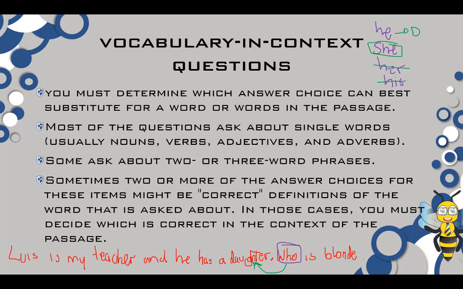If you don't know the answer, you should do this. Luis is my teacher and he has a daughter. He is blonde. Oh, could be. Luis is my teacher and he has a daughter. She is blonde. Ah, okay, maybe that's the one. Luis is my teacher and he has a daughter. Her is blonde. It doesn't sound good to me. Luis is my teacher and he has a daughter. His is blonde. Not correct. So that's what you should do to answer these questions if you don't know the answer. Okay?